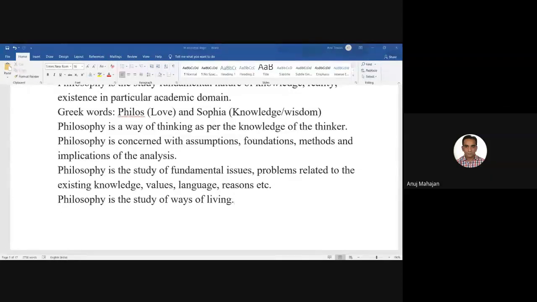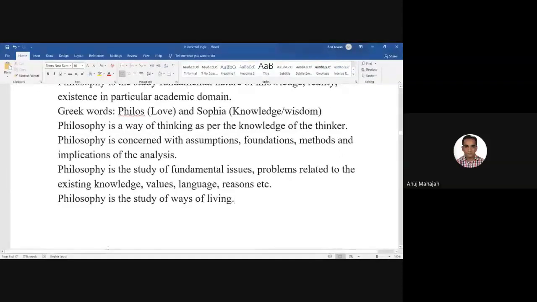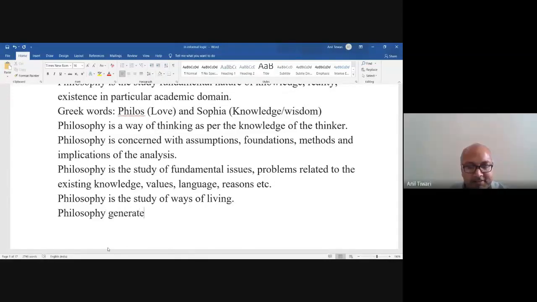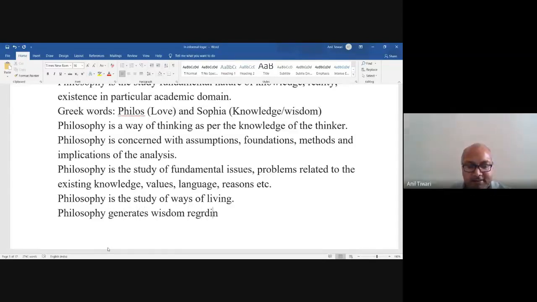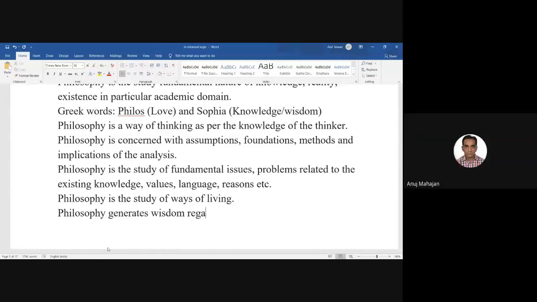Yes, sir. Philosophy is about seeking wisdom from the natural phenomena that are occurring around us, trying to understand how they are happening, trying to build models, and the ultimate aim is to infer knowledge or wisdom from that. Let us say philosophy generates wisdom. Yes, sir, regarding the natural phenomena or natural things that are happening around us.